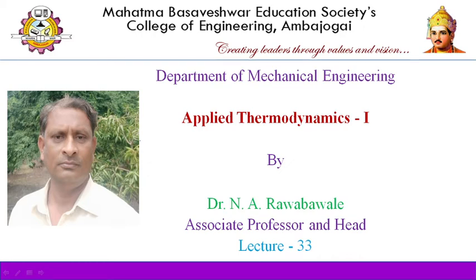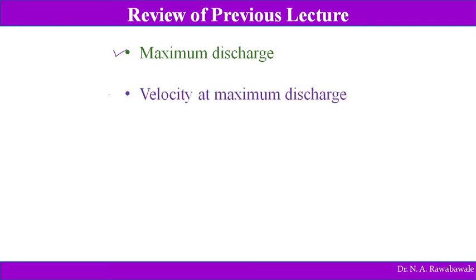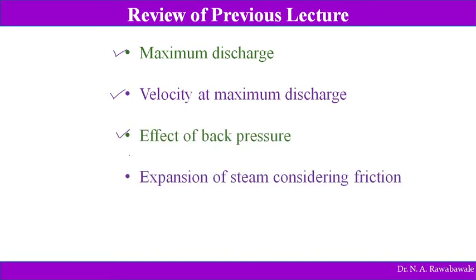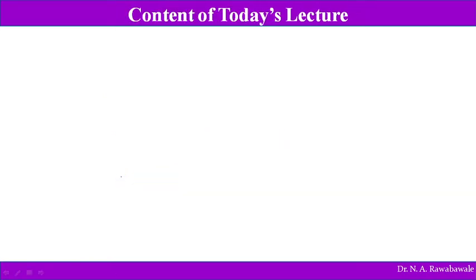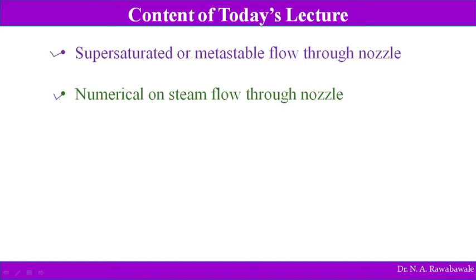This is our 33rd lecture. In the previous lecture, we discussed maximum discharge through a nozzle, velocity at maximum discharge, effect of back pressure, and expansion of steam considering friction in a nozzle. Today we are going to discuss supersaturated or metastable flow through a nozzle and numericals on steam nozzle.